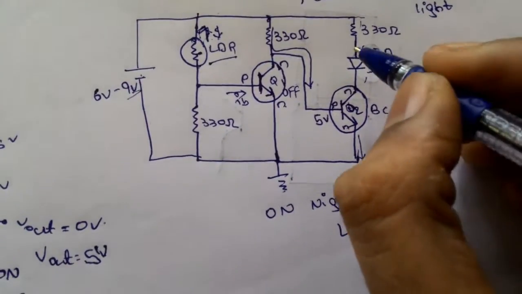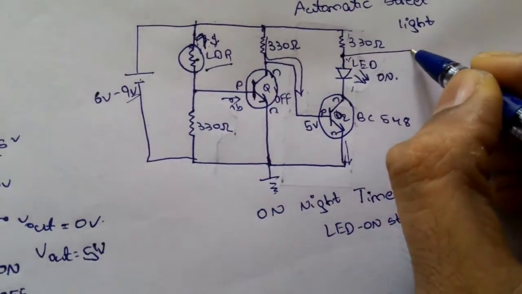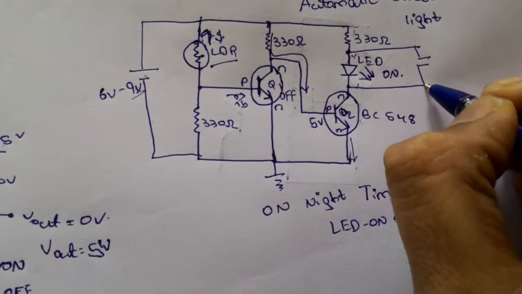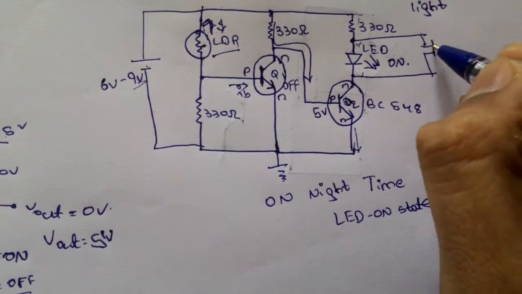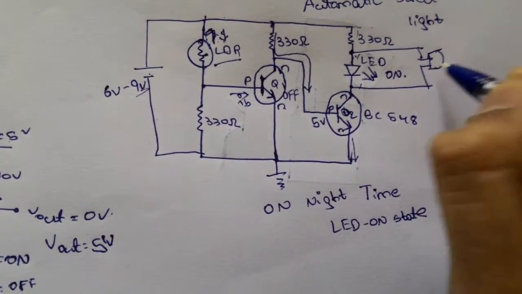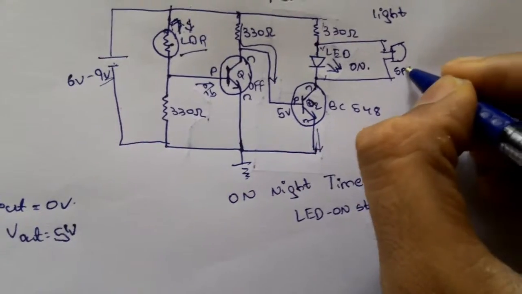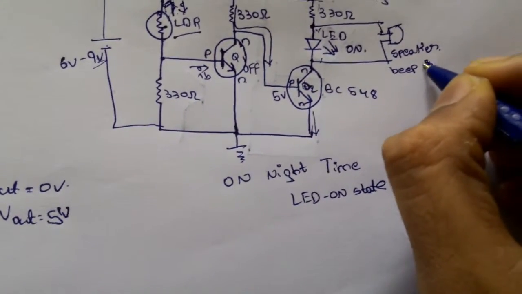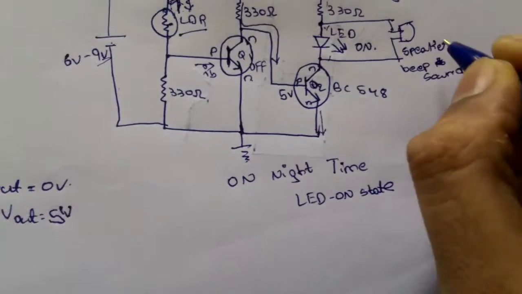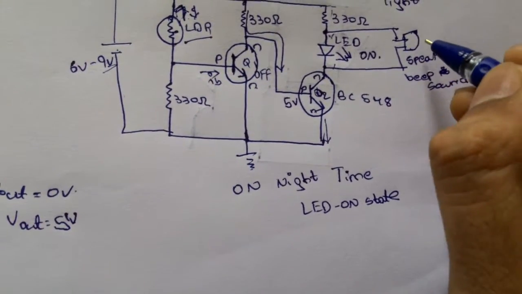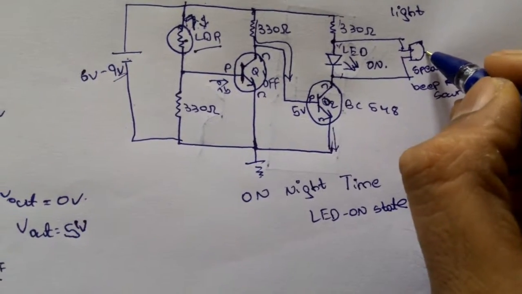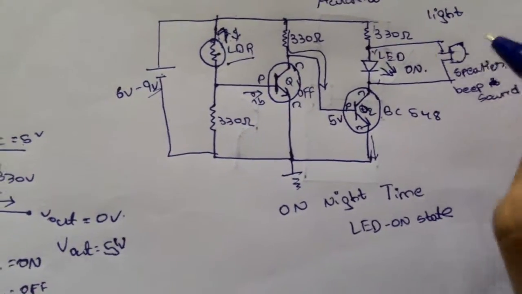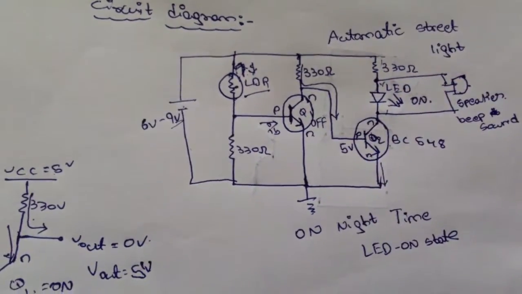At night time, when we are sleeping, we can identify through this LED as an indicator. In parallel we can connect one speaker, so we can hear clearly when it is on or off. The beep sound is coming. We can use this at night time, and for this purpose we can easily identify when a person is coming or not. This is the basic circuit diagram and its working.